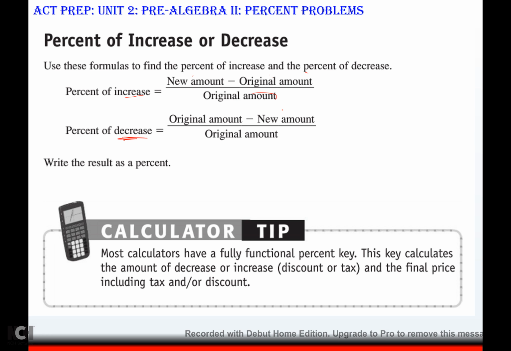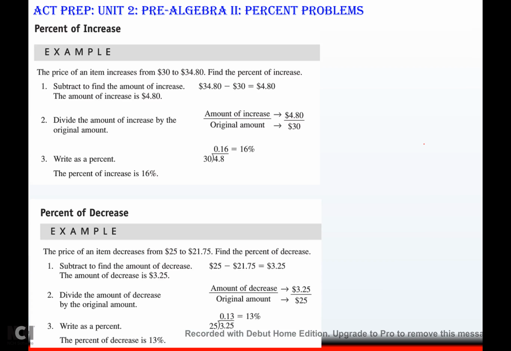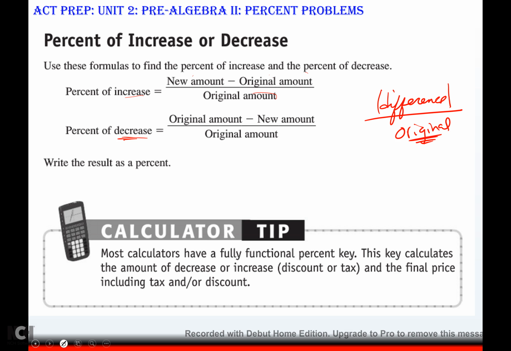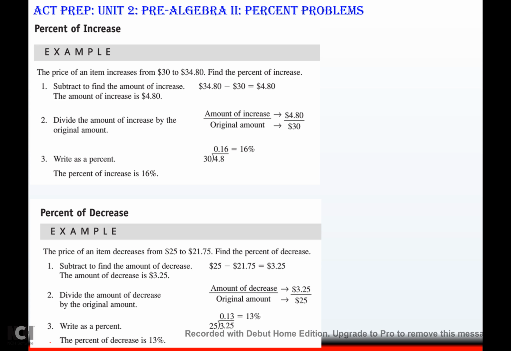Instead of trying to memorize two different formulas, percent of change is the difference in the numbers. Let's just say the absolute value of the difference of the numbers divided by the original. It's important that the original always goes on the bottom. A lot of people think that always the bigger number has to go there, or the smaller number always goes there. No, that's not true. Whatever is original goes on the bottom.